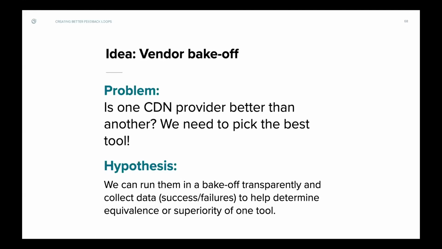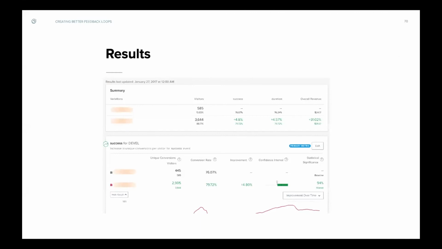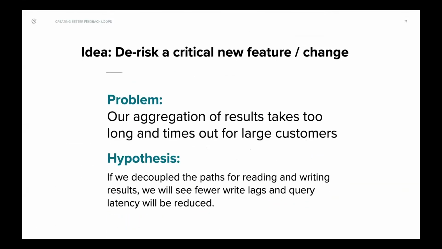We can run those in a bake-off transparently and collect data to help determine the equivalence or superiority of one provider. So in this case, you might create two variations, vendor A and B, make some measurements here, and then figure out whether or not your results made sense or were beneficial based on your baseline change. You might be able to do the same thing internally on de-risking a crucial new product launch or a crucial new change to a back-end service.